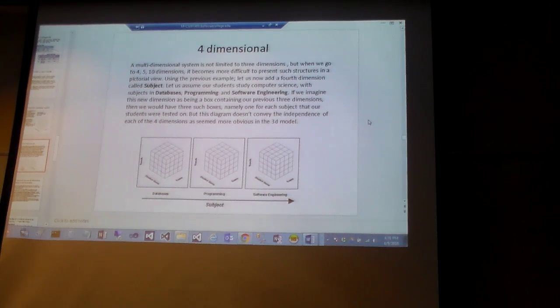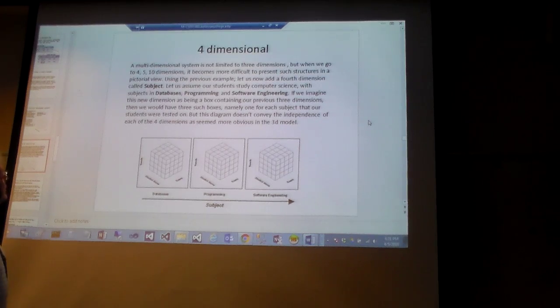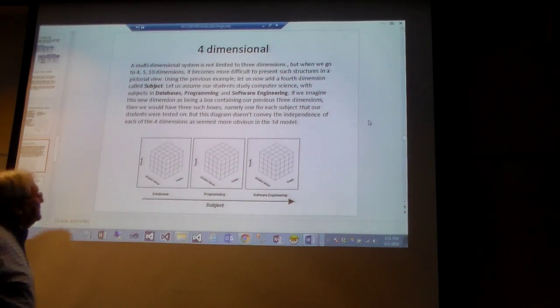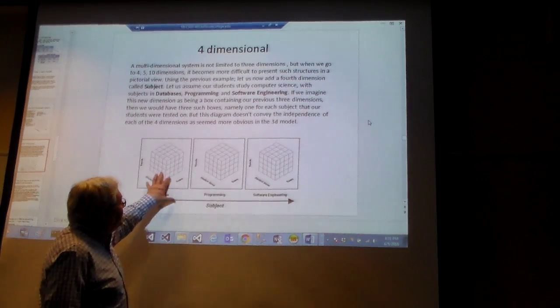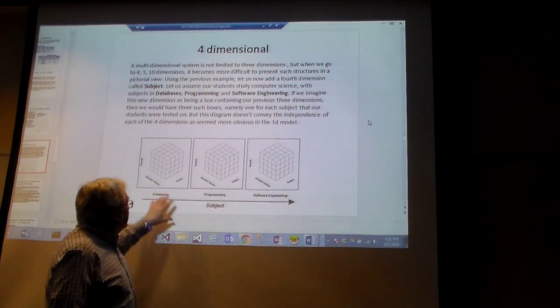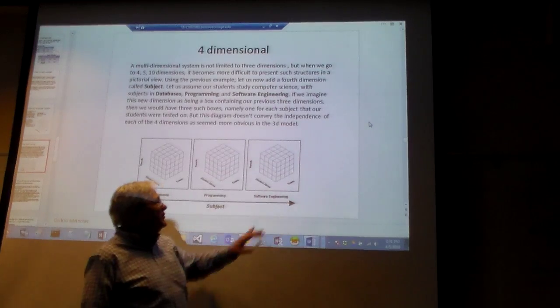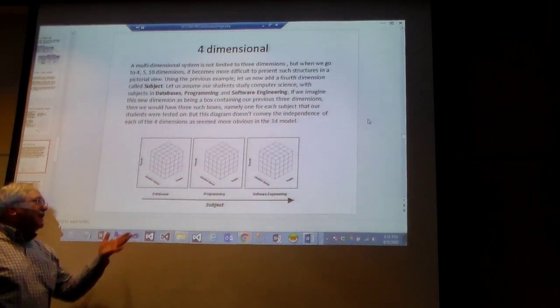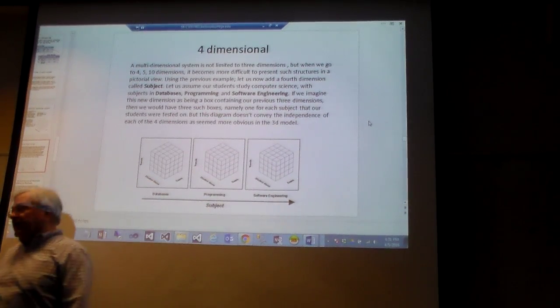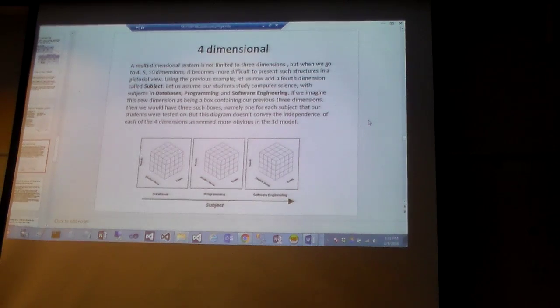Okay, so 4-dimension, like I said, they can be as big as you want. What do I say here? It's hard to draw a picture, but in this example, I'm adding a 4th dimension called subject. And now it's like you have 3 cubes, and then you pick, this is the cube for databases, this is for programming, and that's for software engineering. So I don't know if that helps or not. Visualizing 4 and 5 and 6 dimensions is a pretty hard problem.